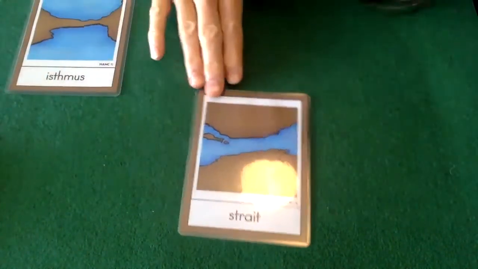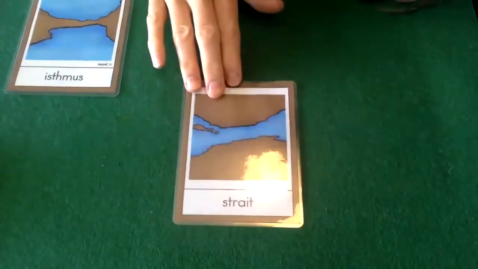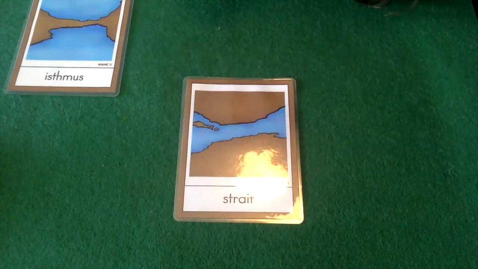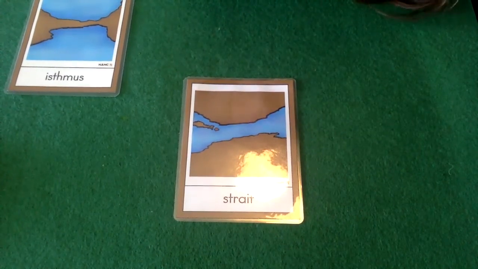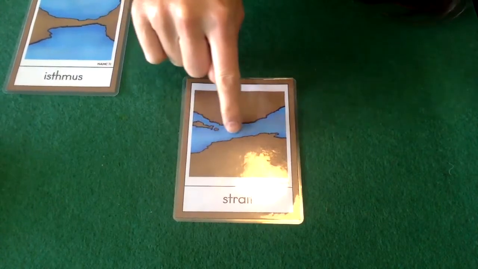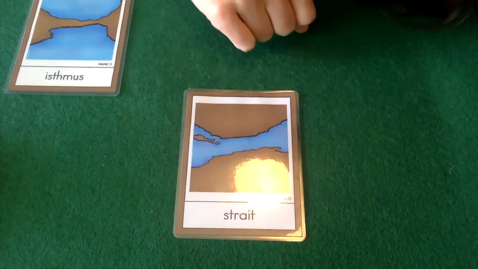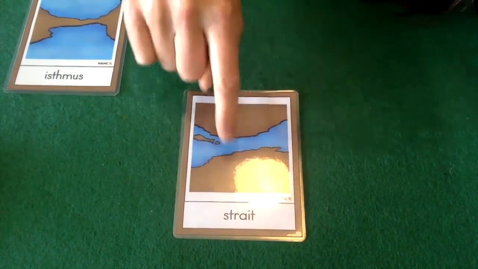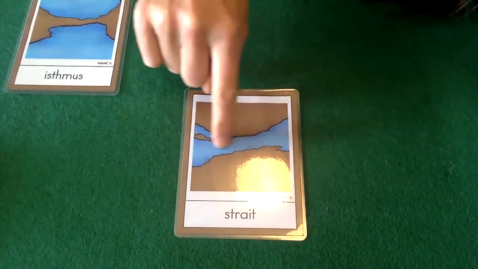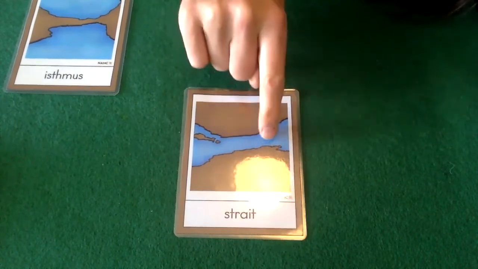And the opposite of an isthmus is called a strait. This is called a strait. A strait is a narrow passage of water between 2 large land masses. So you see here, this is a strait. It reminds me of a river, if you've ever seen a river. Here's land here, there's land there, and in between it flows some water. This is called a strait.